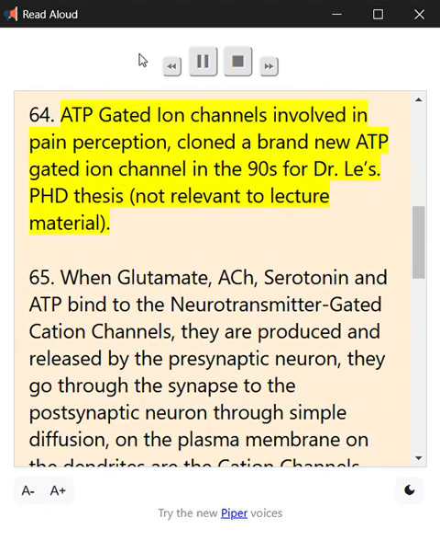64. ATP-gated ion channels involved in pain perception, cloned a brand new ATP-gated ion channel in the 90s for Dr. La's PhD thesis, not relevant to lecture material.